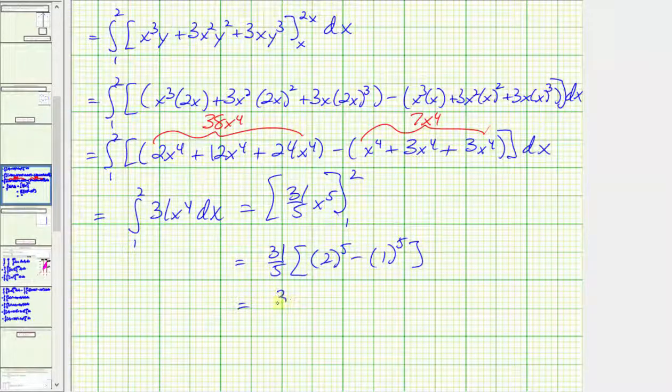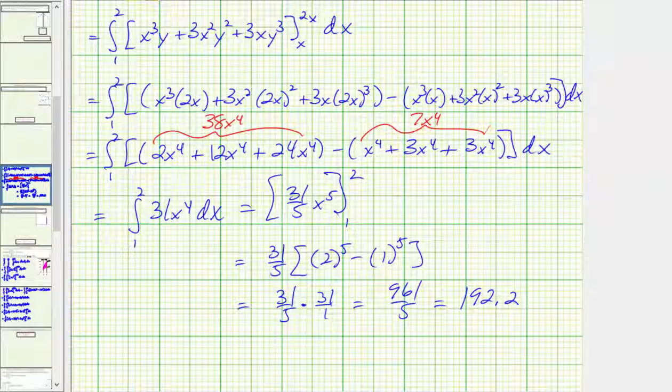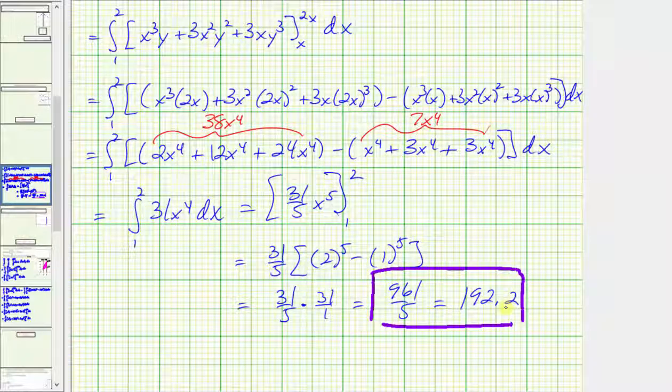So simplifying here, we have 31 fifths times, this is going to be 32 minus 1, which is 31. So 31 fifths times 31 is equal to 961 fifths as a fraction, or as a decimal, 192.2. So this is the value of the given triple integral over the region E. I hope you found this helpful.